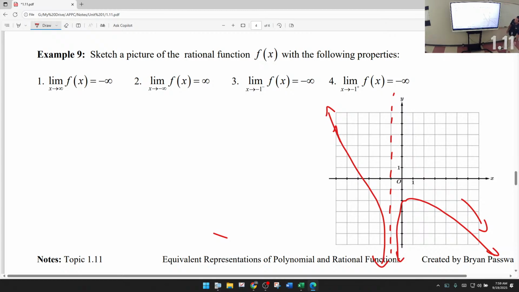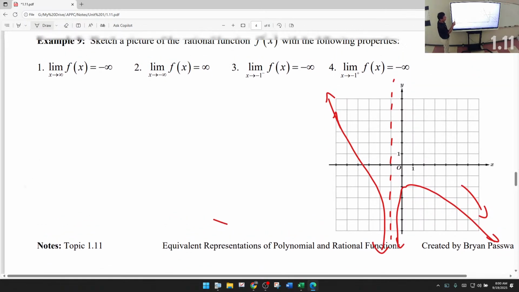They gave me: sketch a picture of the rational function with the following properties. Is that 4 different sketches or is that 1? I think it's 1 too. I mean, surely, if I just give you number 1, you can draw a million of those. That's exponential. We'll go with that. I would have liked for them to give me the slant, but.